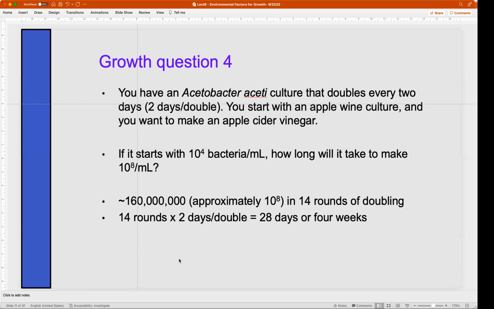Question 3, question 4. You start with 10 to the 4 bacteria per mL. How long is it going to take to make 10 to the 8? So let's just do it. 10 to the 4 is 1, 2, 3, 4 zeros. So it doubles, 20,000.